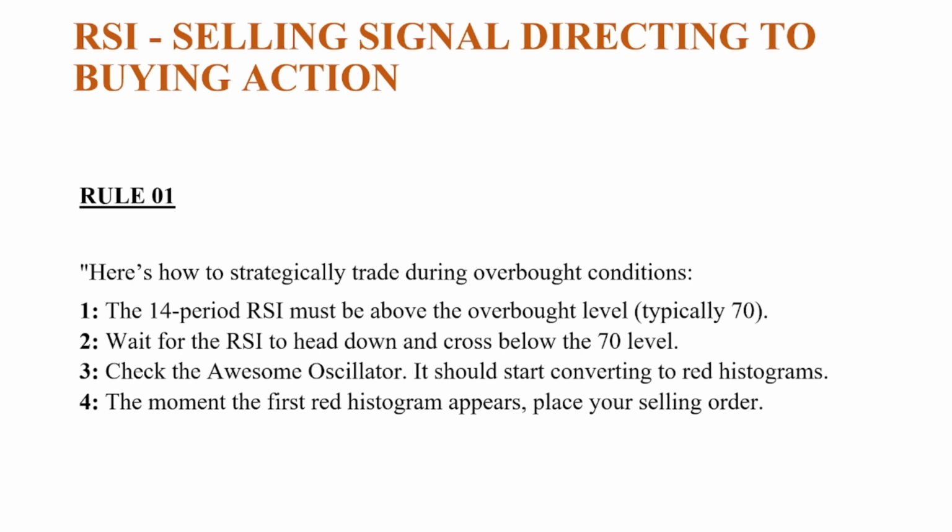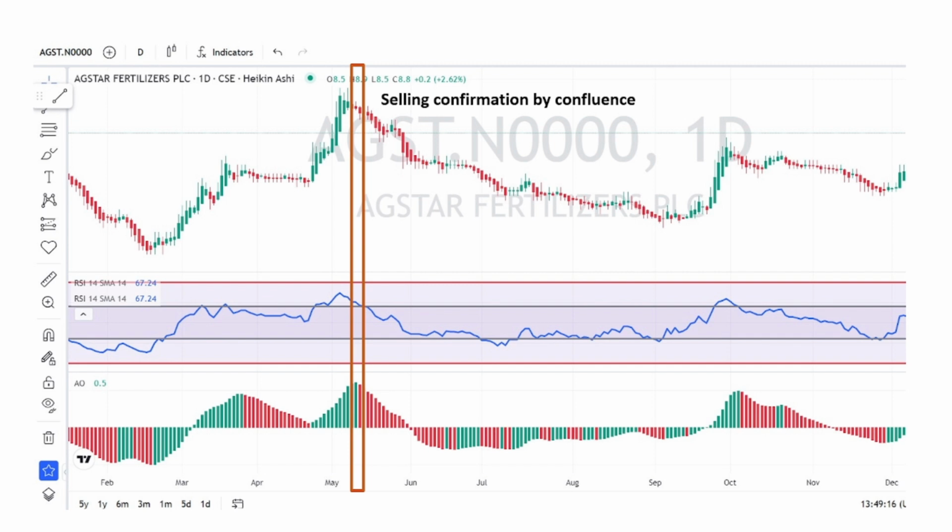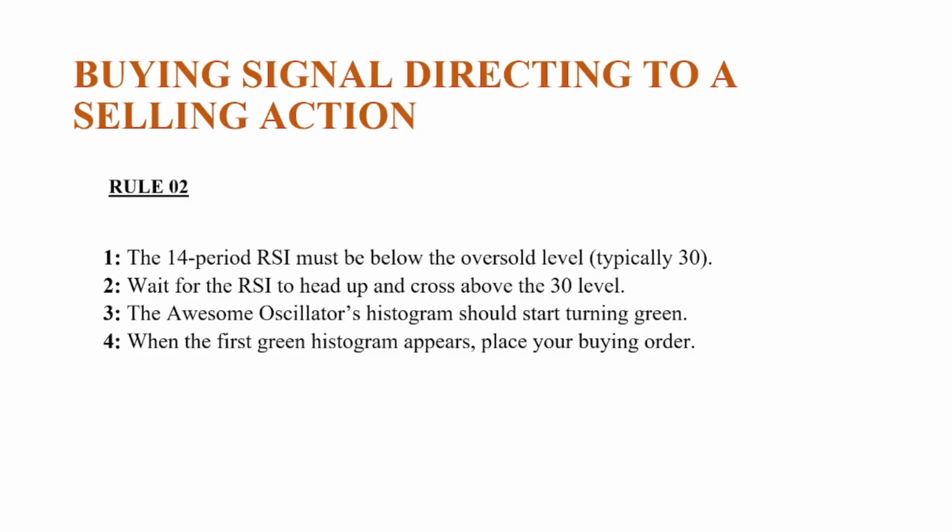Now, I take a few charts to clarify this. In the first chart, you can see an overbought position. Here in this chart, you can see a confirmation of the overbought position and the histogram converting to red. The RSI says overbought and the RSI line is heading down. In the meantime, the histogram started to convert into red and you can place the selling order at the first point.